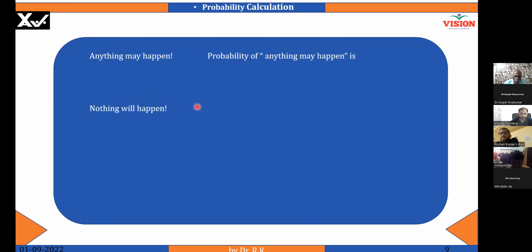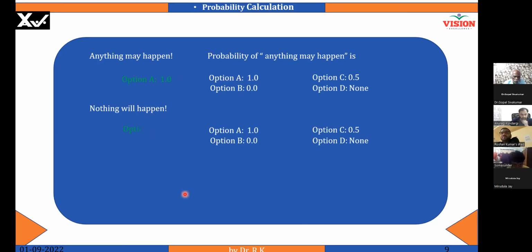Nothing will happen. What is the probability? 0. Because you have said anything may happen, nothing also is included in that. So nothing, 0, right? So option A is 1, your option B is 0. Very good.